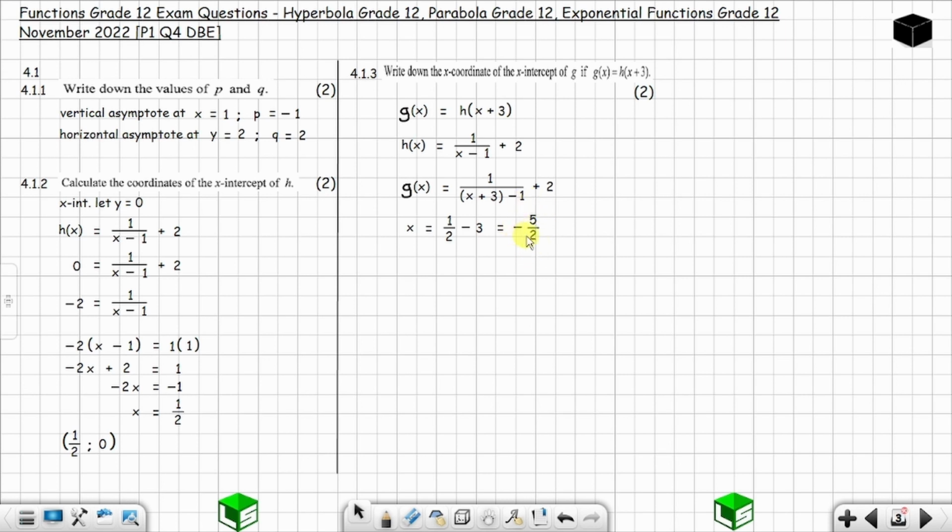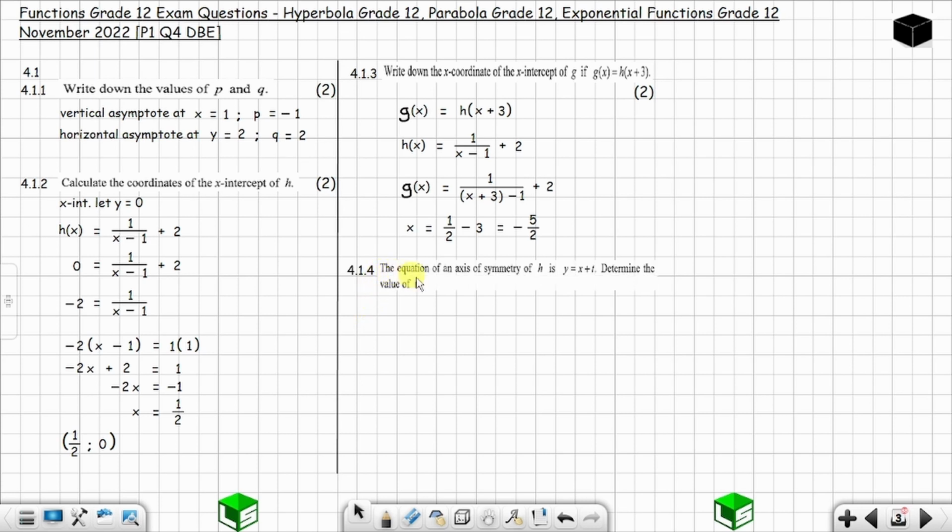Okay, so remember this is negative 2.5. This is a half minus 3, which is negative 2.5, and I can write it as a fraction. Okay, and I have the x coordinate of the x-intercept of g. So this is how you can solve it. Now let's move on to the next question.